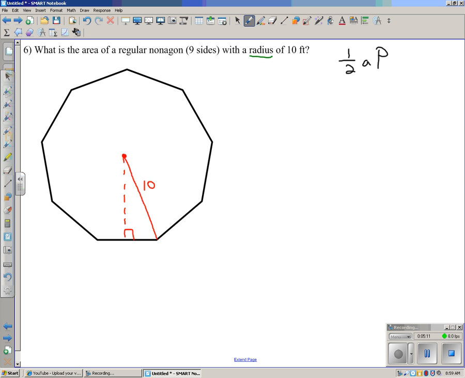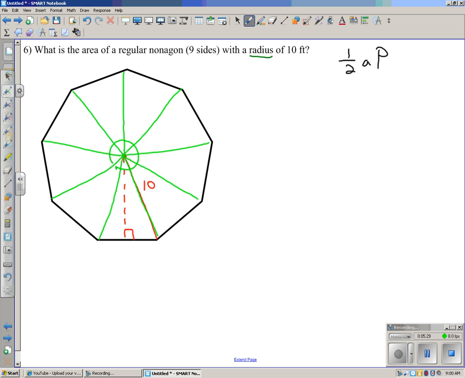And now again, I still have to do the angle thing like I did on the previous one. There will be 9 central angles, one going to each side, on this nonagon. So again, the rotation around all of these would be 360 degrees. So I do 360 divided by 9. And let's see, what is that? That looks like that is 40.